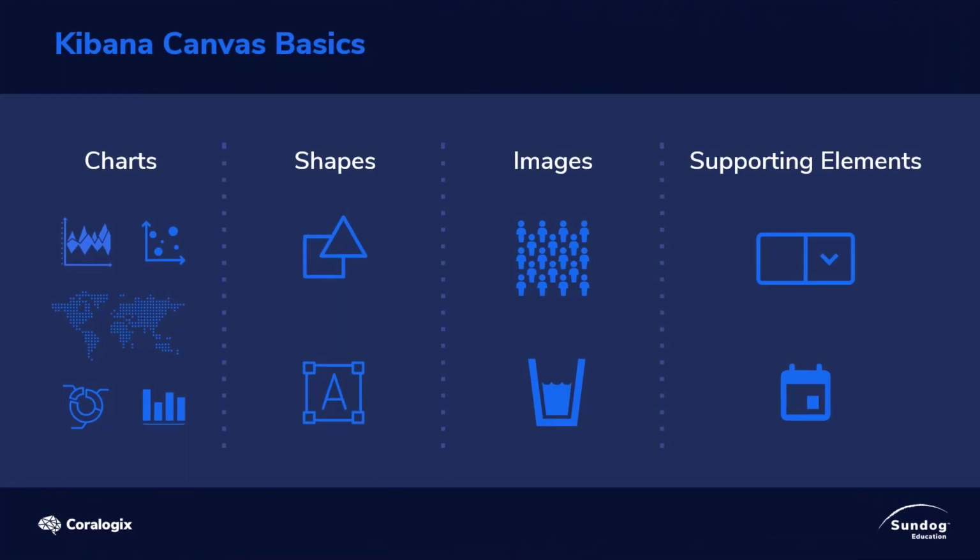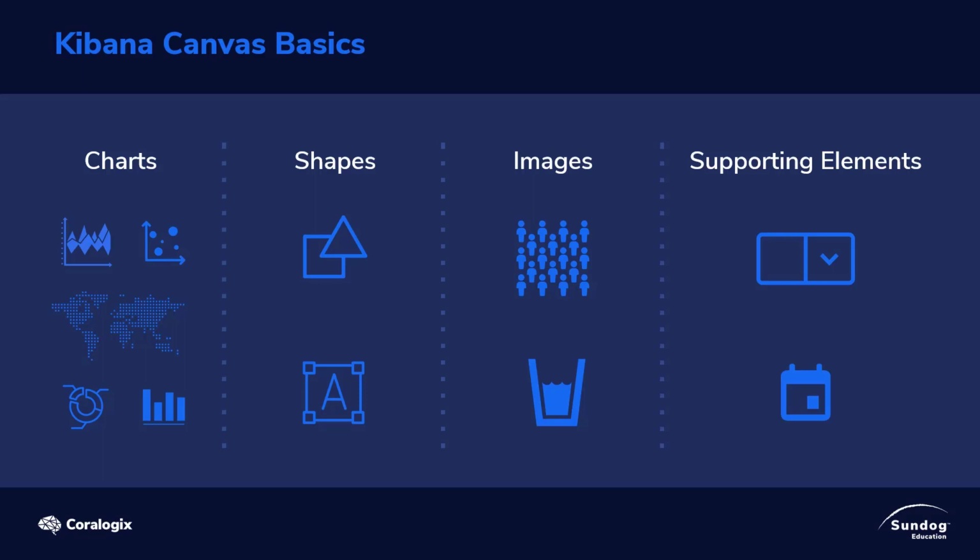Let's go through a few examples of the elements that Kibana Canvas has to offer. Charts, which include area, bubble, coordinate, donut, bar, and other types of charts. Shapes and text boxes that are formatted with Markdown, which is a plain text formatting syntax. Images that can either repeat a number of times based on dynamic data, or the image can be revealed based on the data they represent.